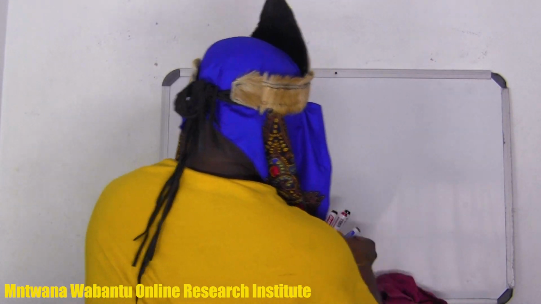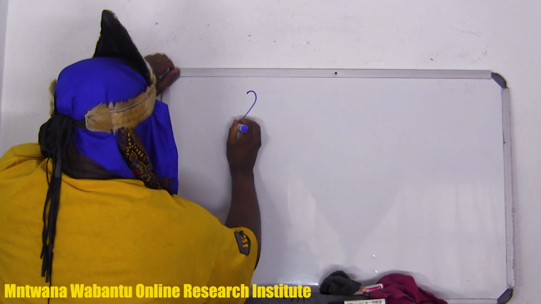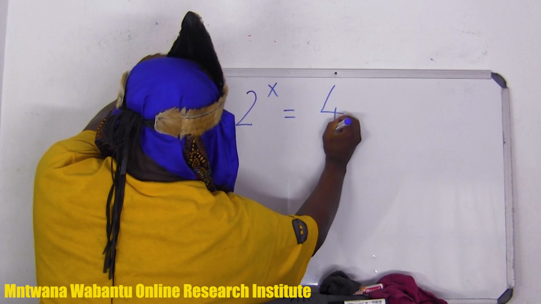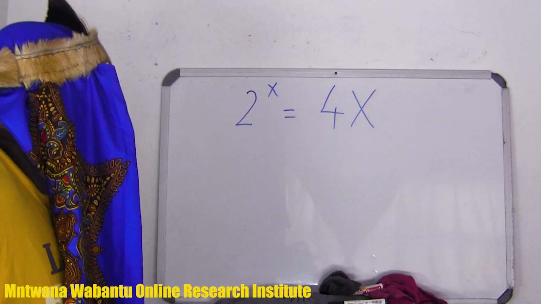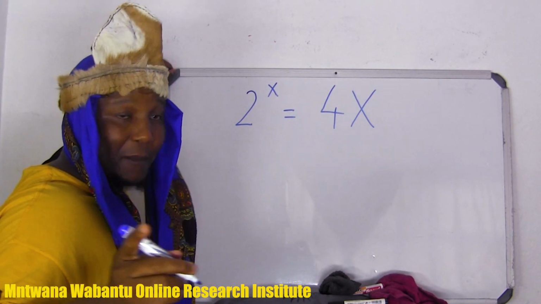So method 2, 2 power x equal to 4x. And then I'm going to do also method 3, 2 power x equal to 4x. So I'm going to apply my logarithm throughout. So this is method number 2.